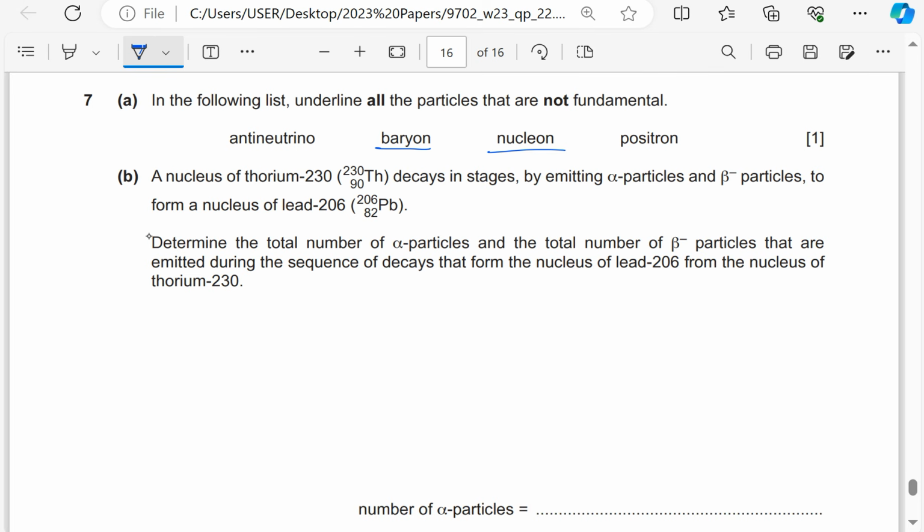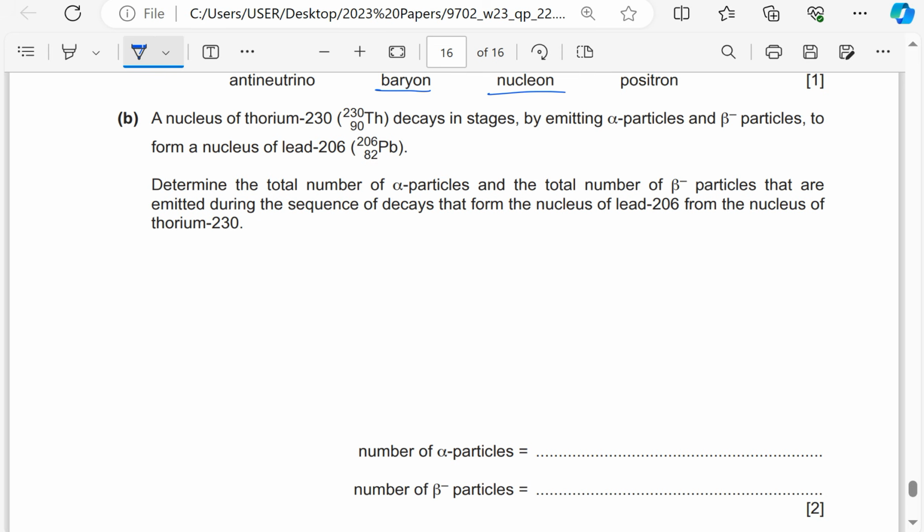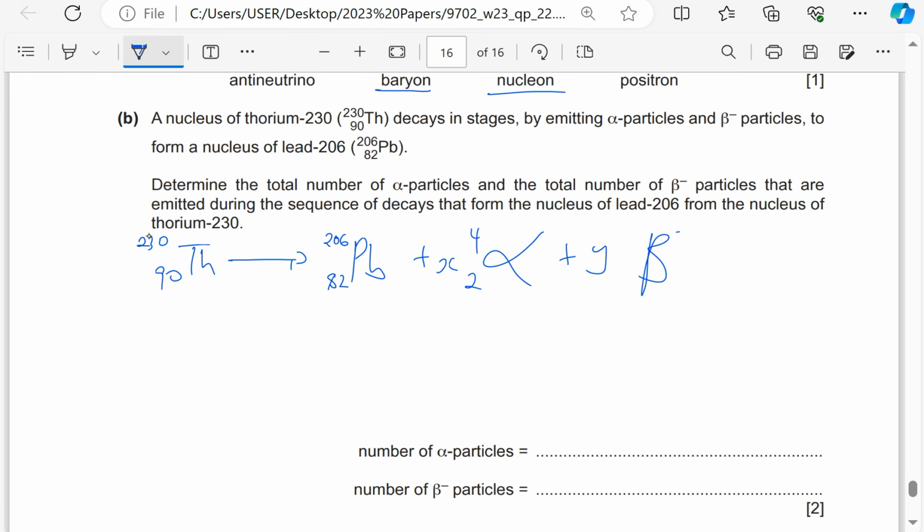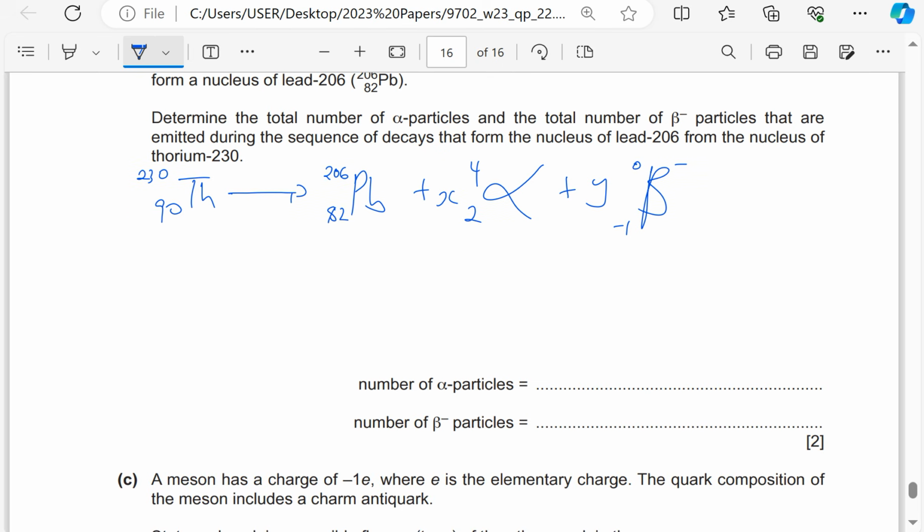Then a nucleus of thorium decays in stages by emitting alpha particles and beta minus particles to form a nucleus of lead. So thorium, I'll write Th, which is 230 and 90, is decaying to give lead, which is Pb 206 82. In stages, it is emitting alpha. Alpha is 4, 2. Let's say it emits X alpha particles plus Y beta minus, which is 0, negative 1. So calculate the number of alpha particles and number of beta particles.